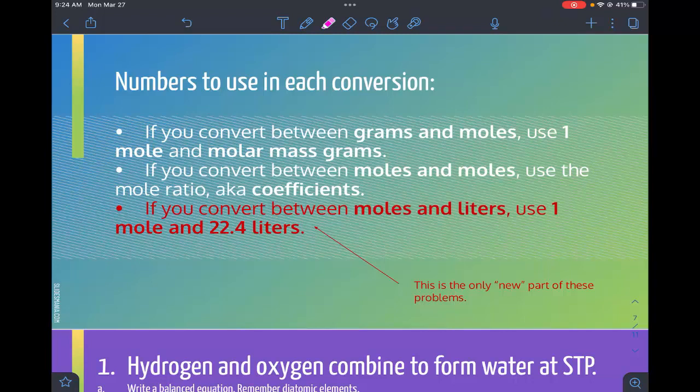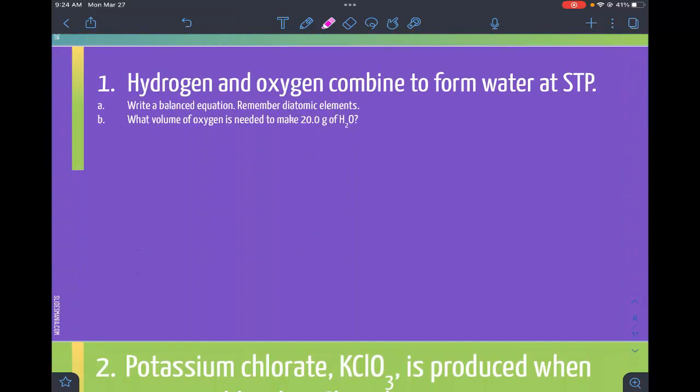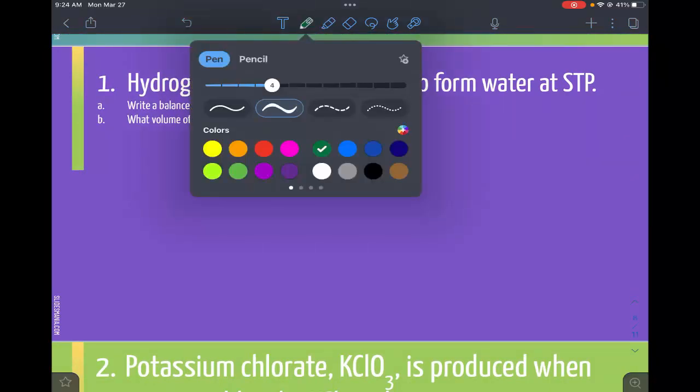Again, the numbers that we use in each conversion factor. The ones in white are old news. The first one, if you convert between grams and moles, use 1 mole and the molar mass in grams. The second one, old news. If you convert between moles and moles, this one's my favorite, I said it 8,000 times, you'd use the mole ratio, aka the coefficients. If it's moles to moles, you use the mole ratio. The new part of these problems is the one in red. If you convert between moles and liters, we use 1 mole and 22.4 liters. All right, so we are ready to go. We are going to try a couple of practice problems together and see how these work.